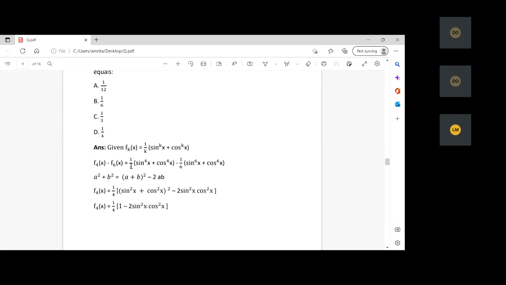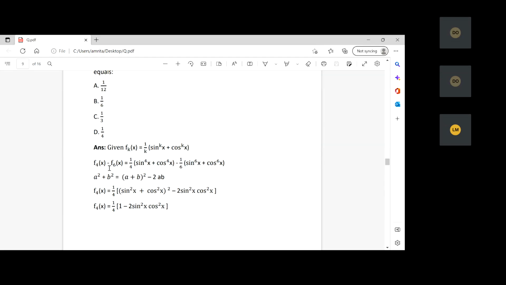So here I have substituted it like this. Maybe you are thinking about sine square theta plus cos square theta, different formulas, right? Here both the first term and the second term are in the form of a square plus b square. What is a square plus b square? It will be a plus b whole square minus 2ab. So here I could take this as sine square x plus cos square x.